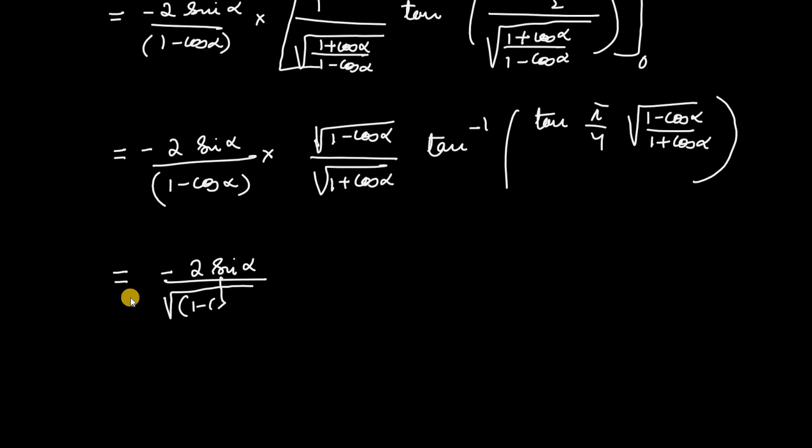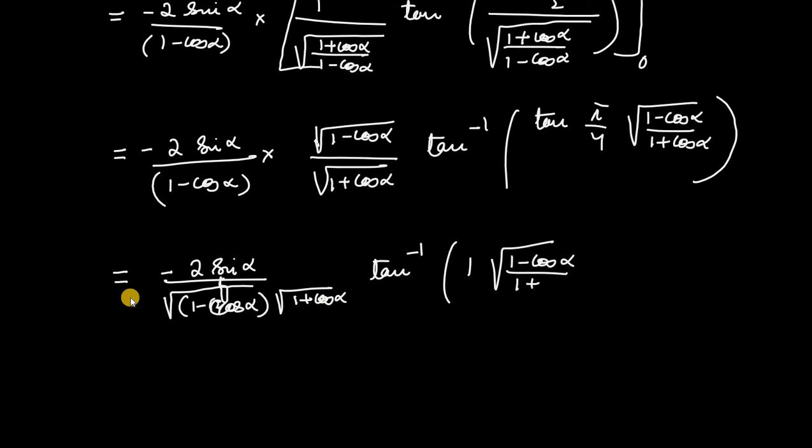1 minus cos alpha into square root of 1 plus cos alpha will remain there. Tan inverse of, now what is tan of pi by 4? It is 1 into square root of 1 minus cos alpha by 1 plus cos alpha. Here you can write, since tan of pi by 4 is equal to 1.